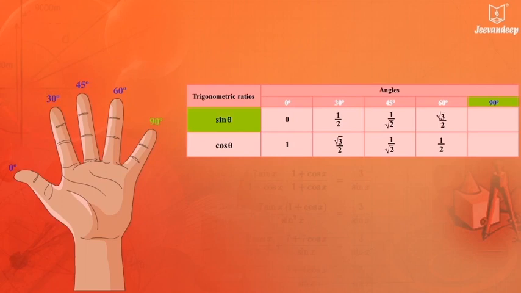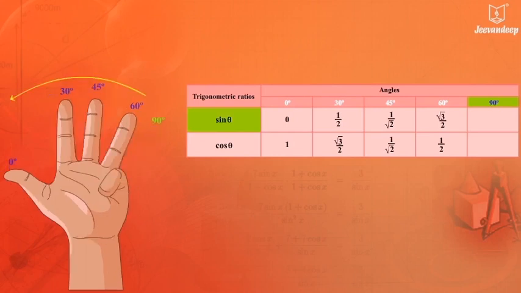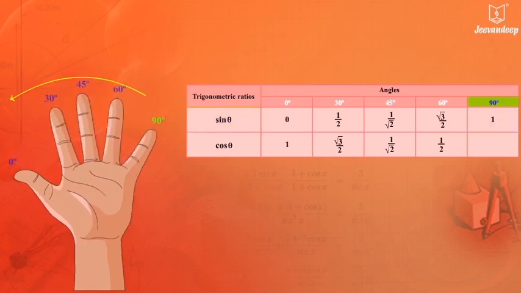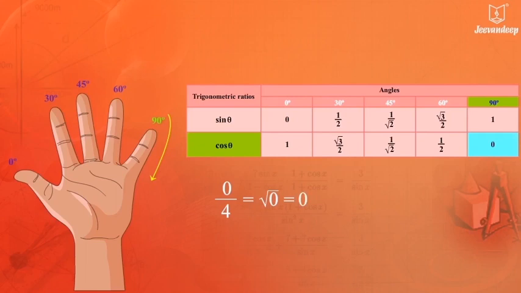For sin 90, count the number of fingers towards the left of the little finger. It's 4. 4 divided by 4 is 1. The square root of 1 is 1. Hence, sin 90 is 1. For cos 90, count the number of fingers towards the right of the little finger. It's 0. 0 divided by 4 is 0. The square root of 0 is 0. Hence, cos 90 is 0.